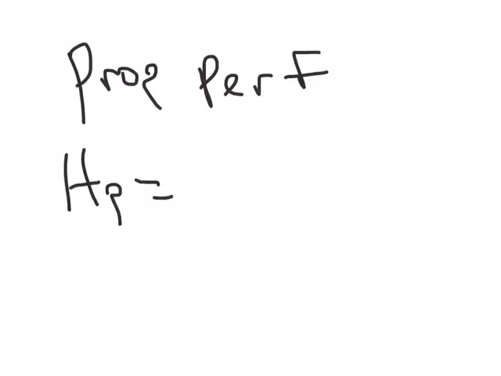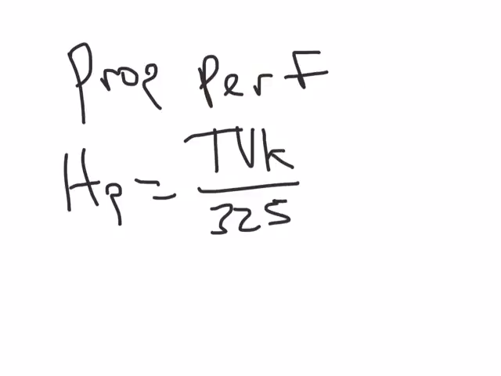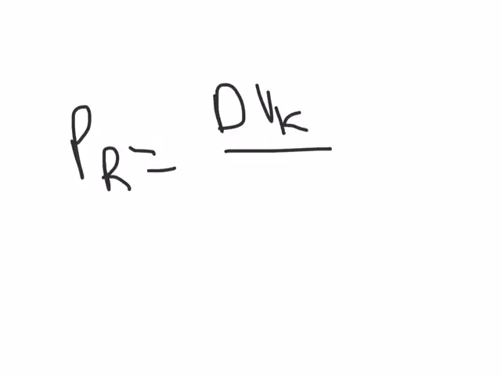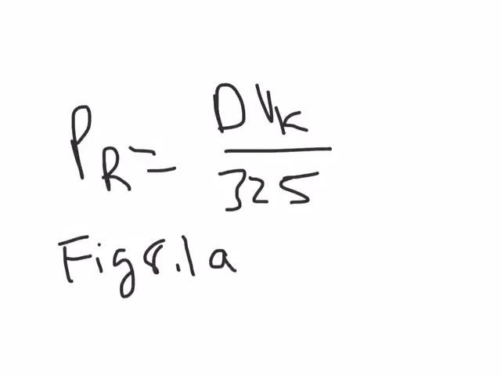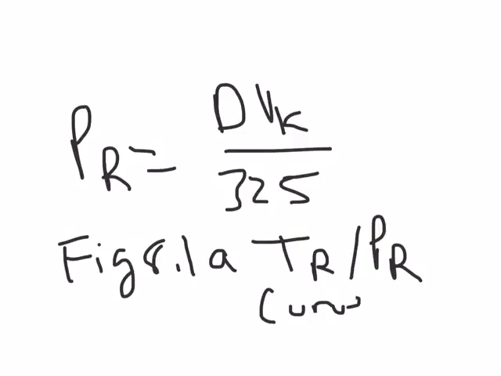Horsepower is going to be equal to thrust times the velocity in knots divided by 325. You should have seen this equation before. Power required is going to be equal to drag times the velocity in knots divided by 325. And if you look at figure 8.1A, it will show thrust required and power required curves for prop-driven aircraft. So go ahead and browse those and take a look at them. Pretty self-explanatory there, but a little bit different since you're using a propeller-driven aircraft.